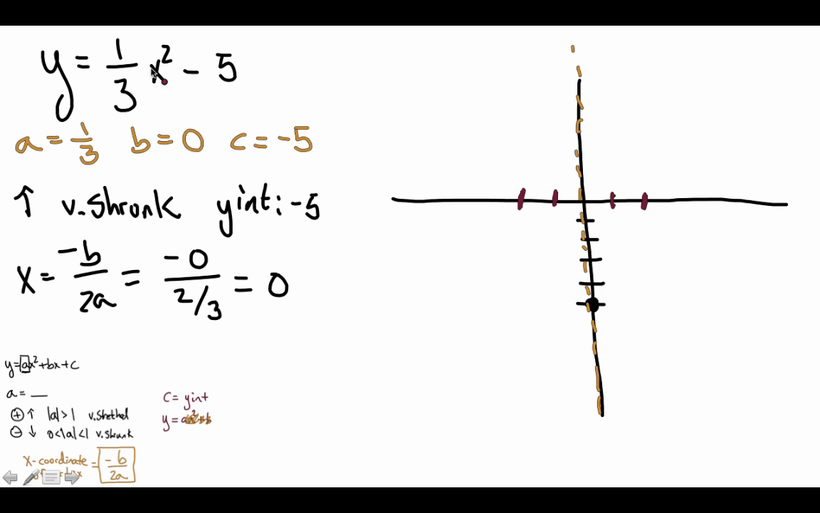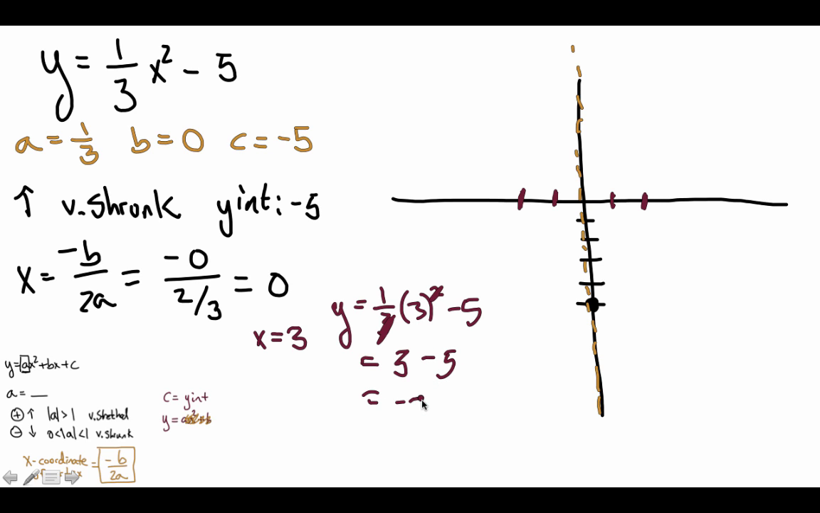Look here, and because we have a fraction, I'm going to choose my x value based on that denominator, and I'm going to plug in x equals 3. So I'm going to solve for y when x is equal to 3. 1/3 times 3 squared minus 5. 1/3 of 3 squared, that's 1/3 of 9, or you can think of it as this 1/3 cancels with one of those, and I get 3 minus 5, which is -2.